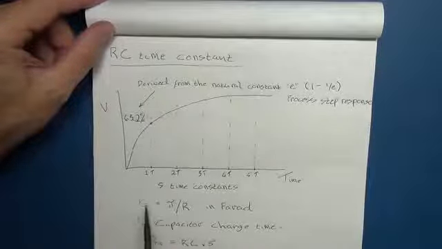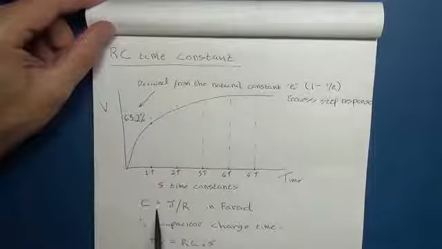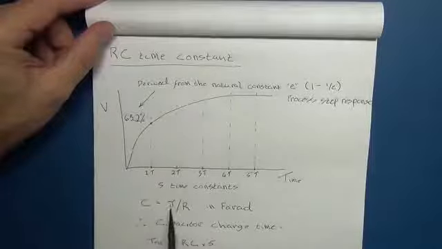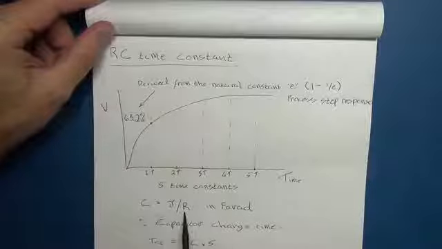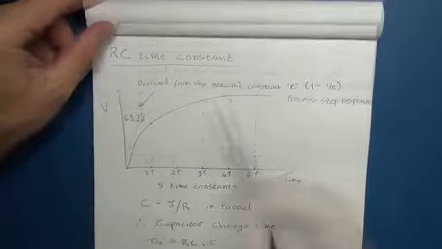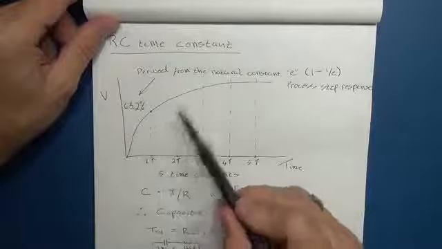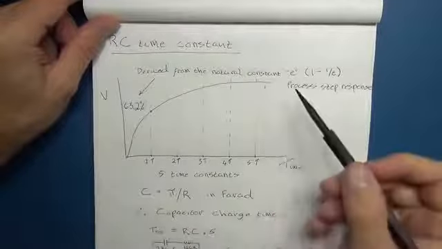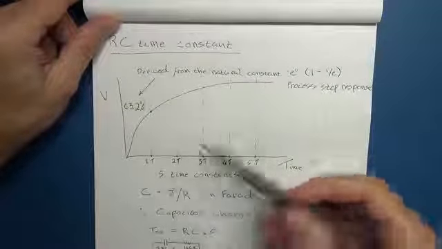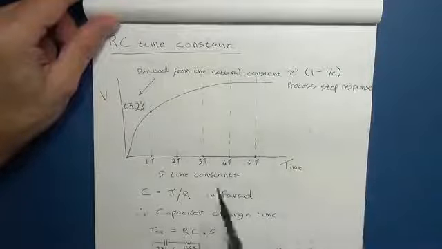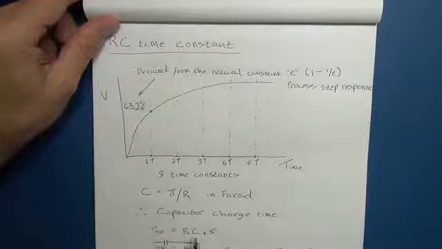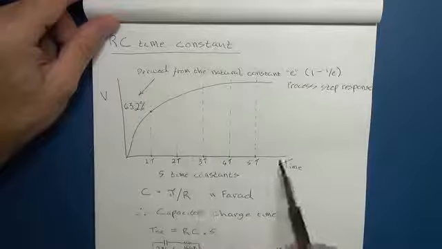So the capacity of a capacitor is equal to the time, that's the first time period, divided by the resistance, and we will then get a capacity in farads. If you want to work out the total charge time of a capacitor, which can be very useful for working out a timing device in a circuit, then the total time would be equal to the resistance times the capacitance times 5, because you've obviously got 5 of those intervals.